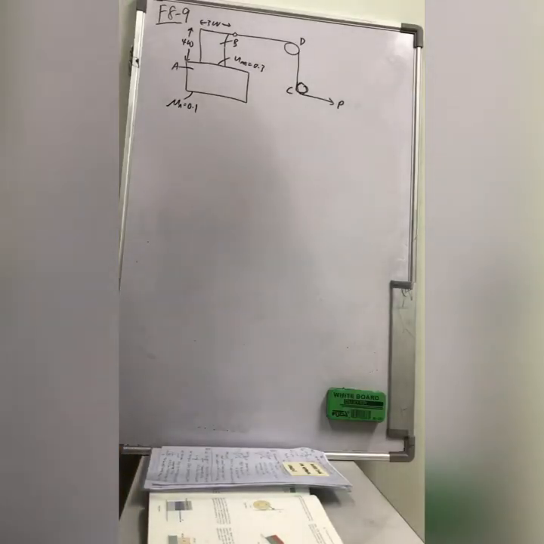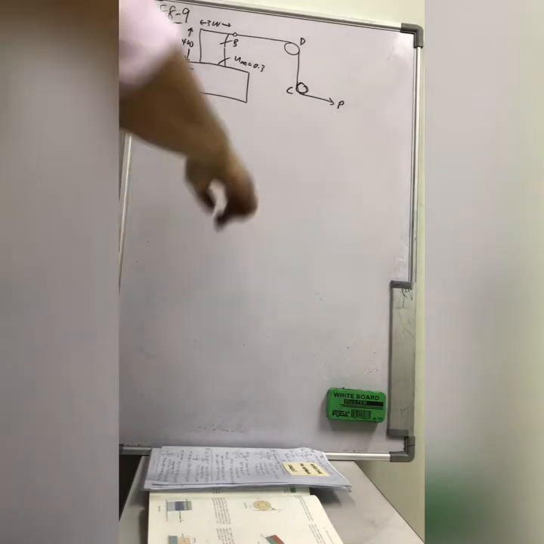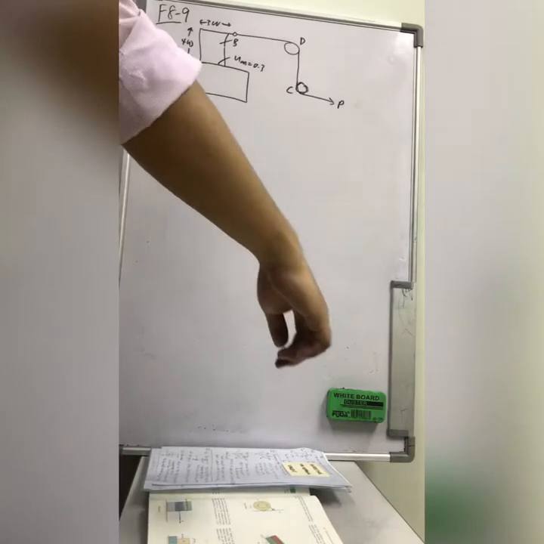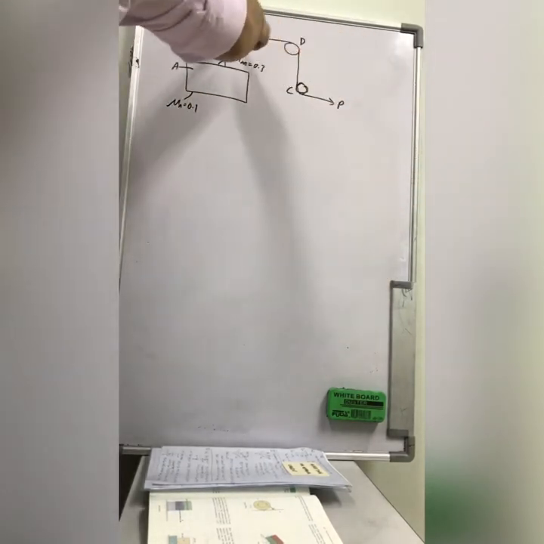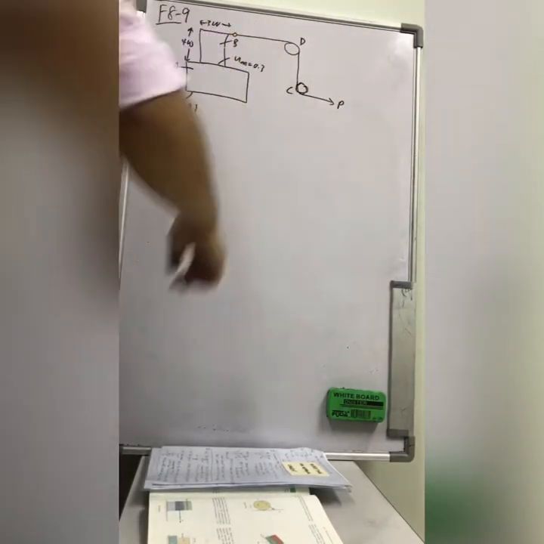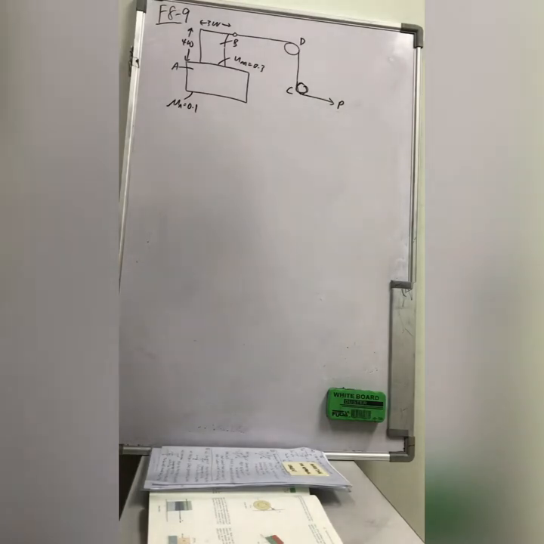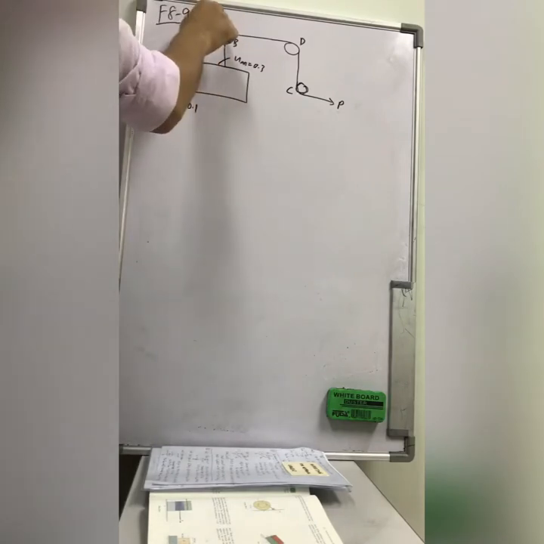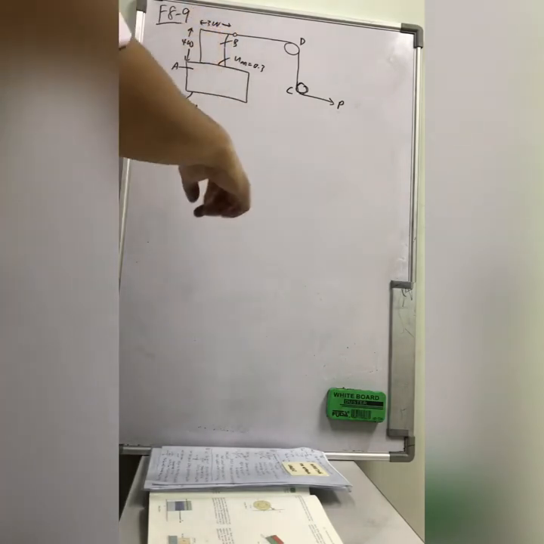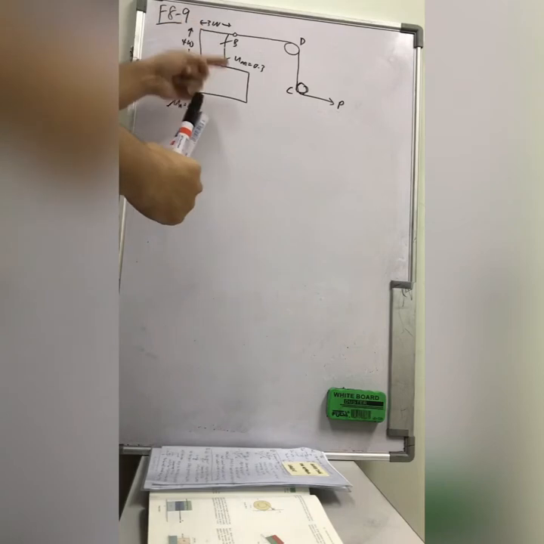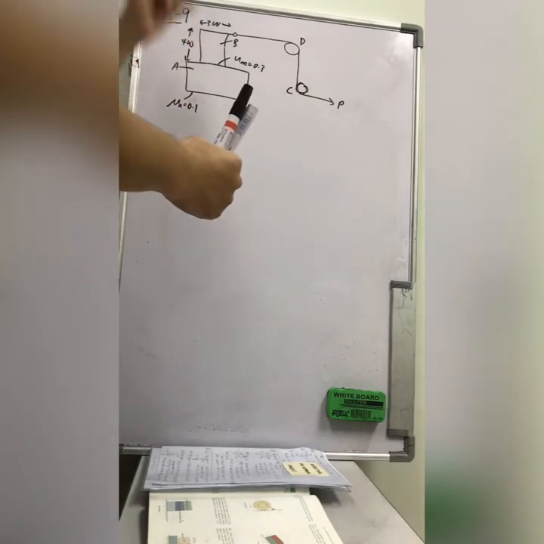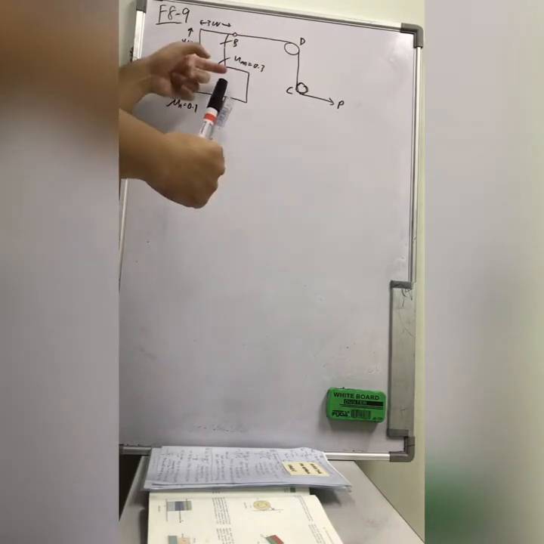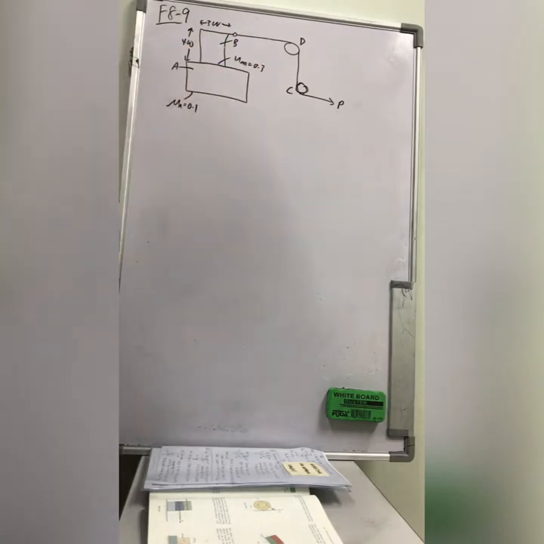Now you go to fundamental problem 8-9. You have two blocks, block A and B. Block B is resting on block A, while block B is pulled by a cable with force P, and this is the measurement of block B, 200 mm and 40 mm. You're given the coefficient of friction between A and B to be 0.3, and between block A and the floor as 0.1.